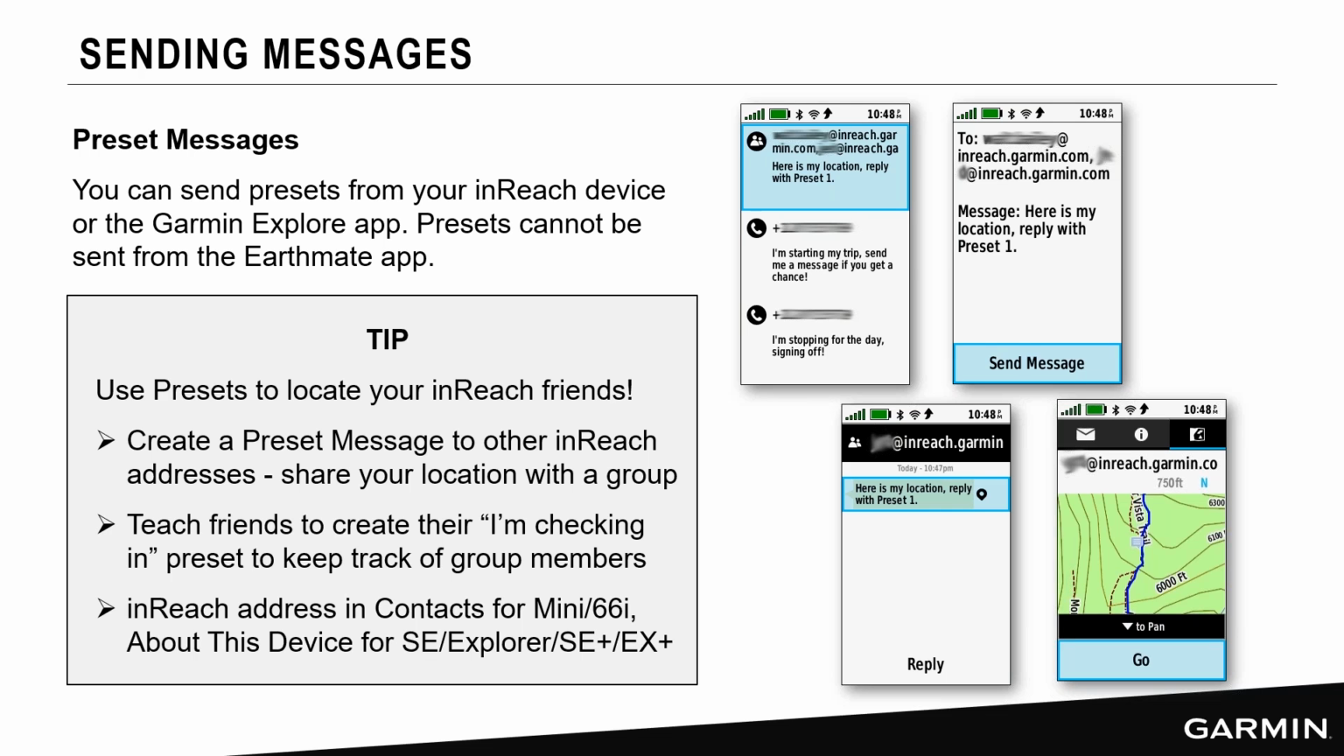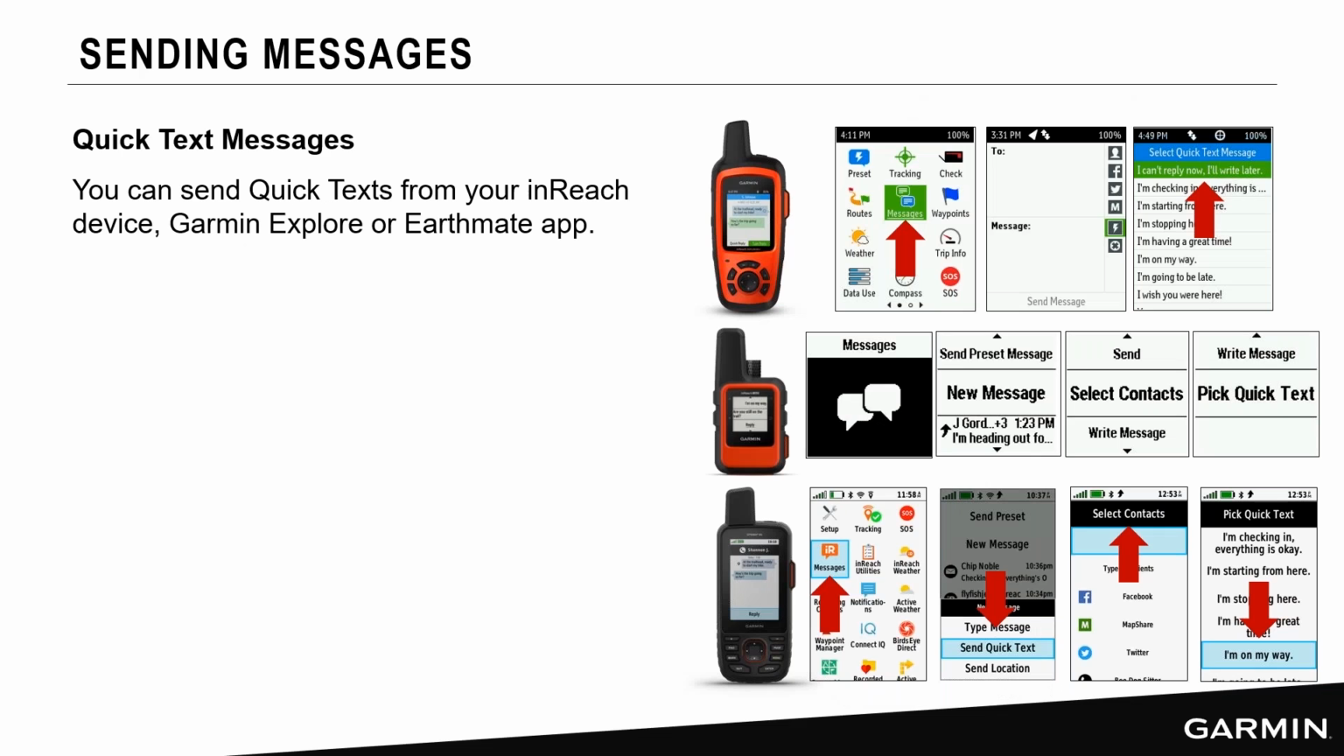Go to the contacts page on the Mini or the GPS Map 66i, and you'll see your contact with your inReach address. Or if you have one of the older devices, the SE Explorer, SE Plus, Explorer Plus, go to the About This Device page, and you'll also see your inReach address. From there, how to use the quick text message.